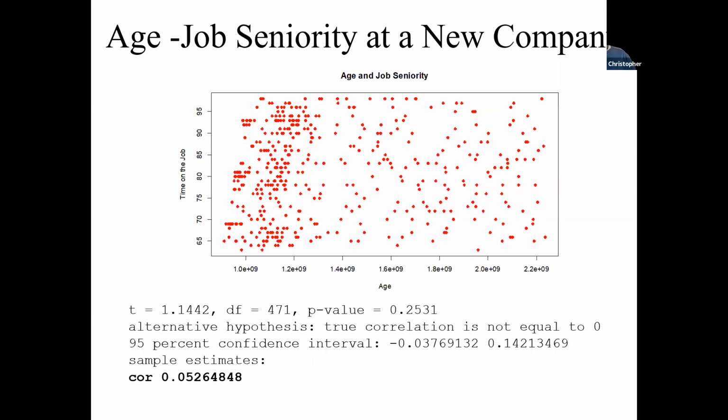Age and job seniority at a new company. We saw this graph before, and we saw that we really don't see any pattern. There's a small positive correlation of 0.05, but again, we see the smaller the relationship, the less of a pattern that we actually observe.